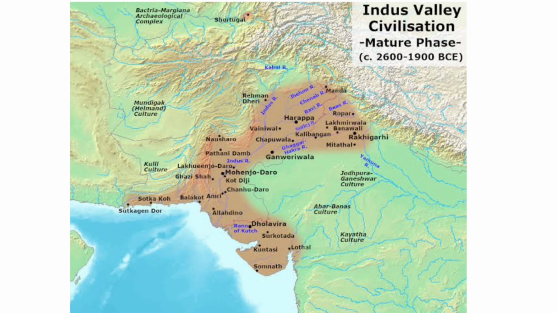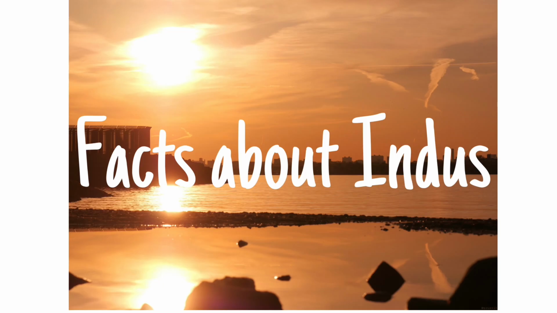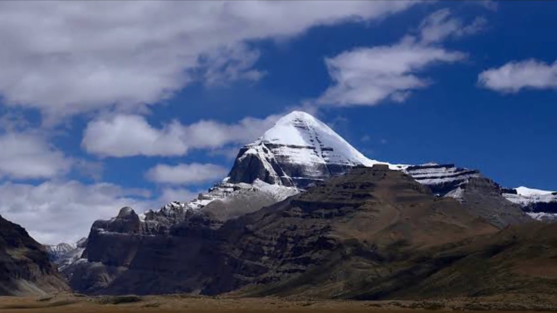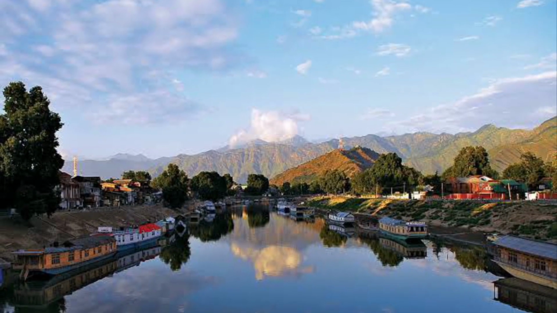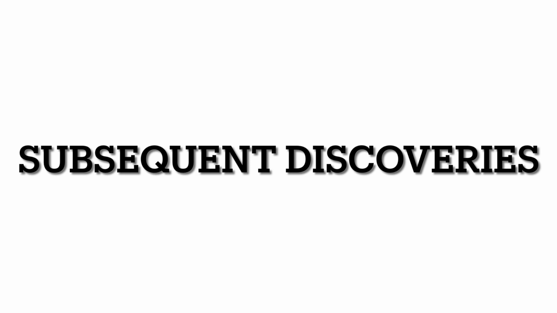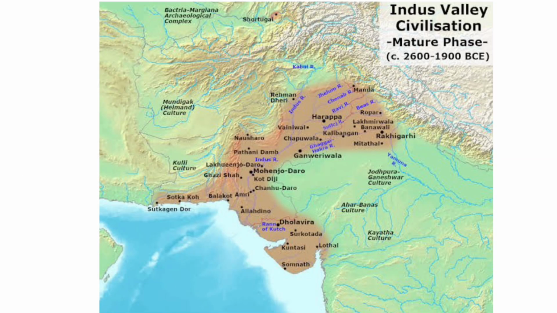As we know, most of the sites of the IVC were found on the banks of river Indus and its tributaries. Let's have some interesting facts about the river Indus. River Indus originates from Mount Kailash in Tibet. It flows through the Indian UTs of Ladakh and Jammu and Kashmir, along the length of Pakistan, and it drains into the Arabian Sea. Subsequent discoveries revealed that the Indus Valley settlements spread as far as parts of northern and western India, extending from Balochistan and Sindh to Gujarat, Rajasthan, Haryana, Punjab and western UP.